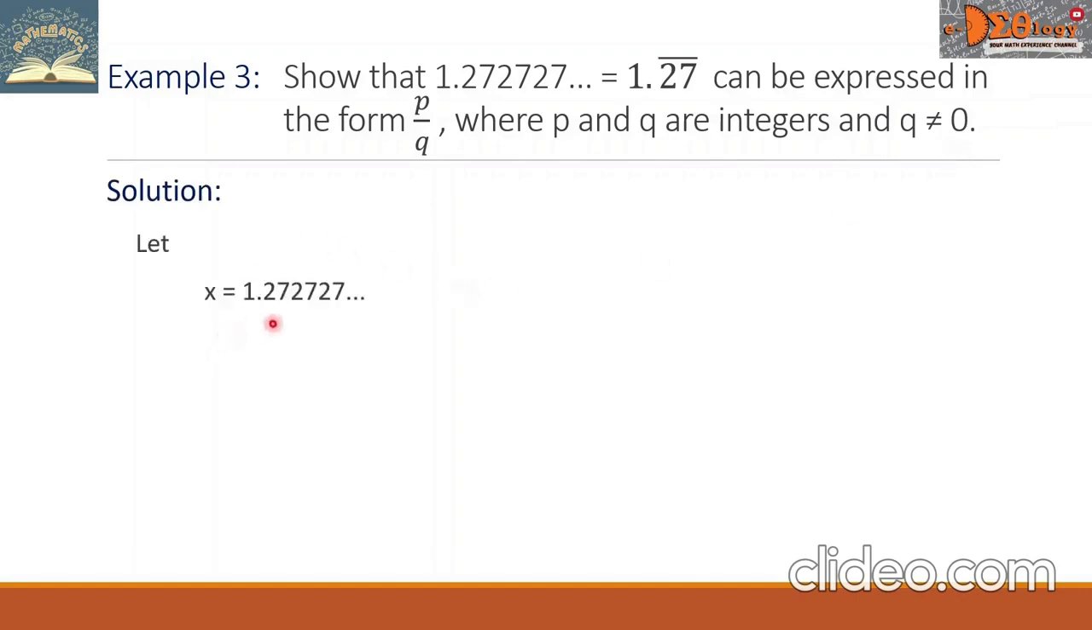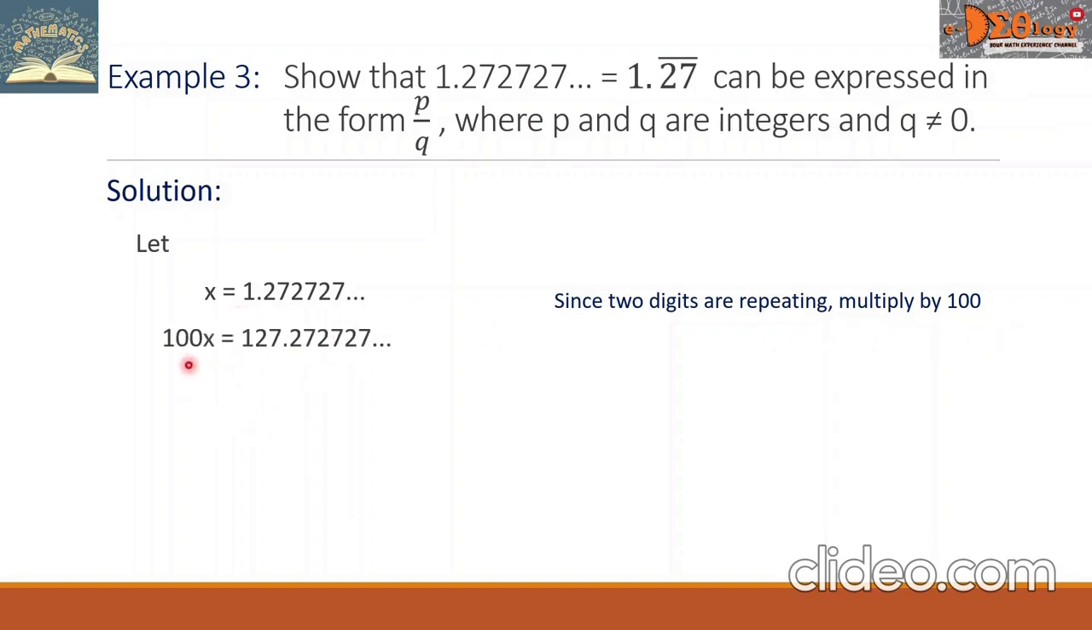We let x equals 1.272727 and so on. Since two digits, 27, are repeating, we multiply this equation by 100. So the equation becomes 100x equals 127.272727 and so on.